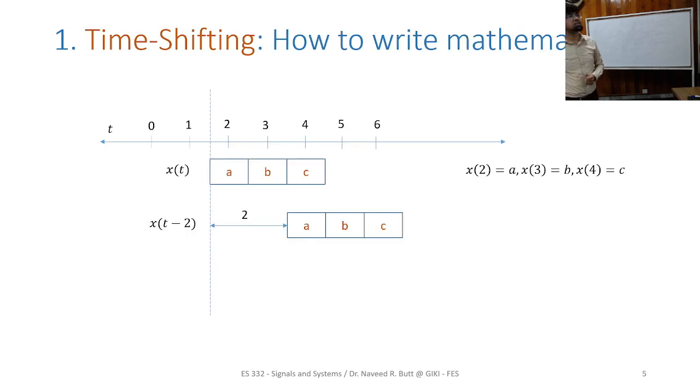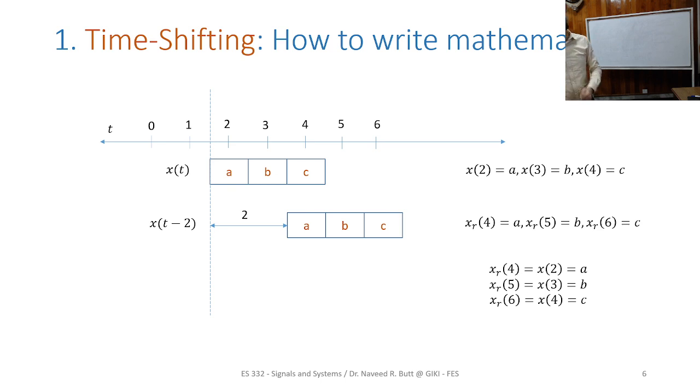Good. So let's look at this. X(2) is A, X(3) is B, X(4) is C. Then you have the right shifted one. You notice that X right shifted at 4 is A now, right? 5 is B and 6 is C. And you notice that the new one, XR(4), is original X(2). Yes? So this leads you, if you write the general formula, it will take this form.